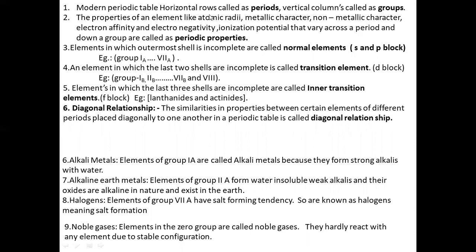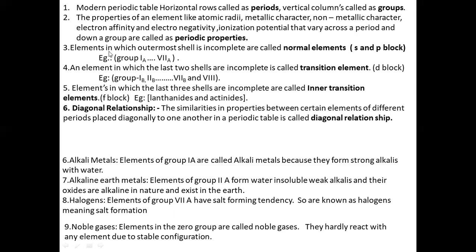Then the properties of an element. We're going to learn atomic radii, metallic character, non-metallic character, electron affinity, electronegativity, and ionization potential tomorrow. That is there for our 10th standard board exam. These properties will vary across a period as well as down a group, so they are known as periodic properties. All these properties we will discuss tomorrow.